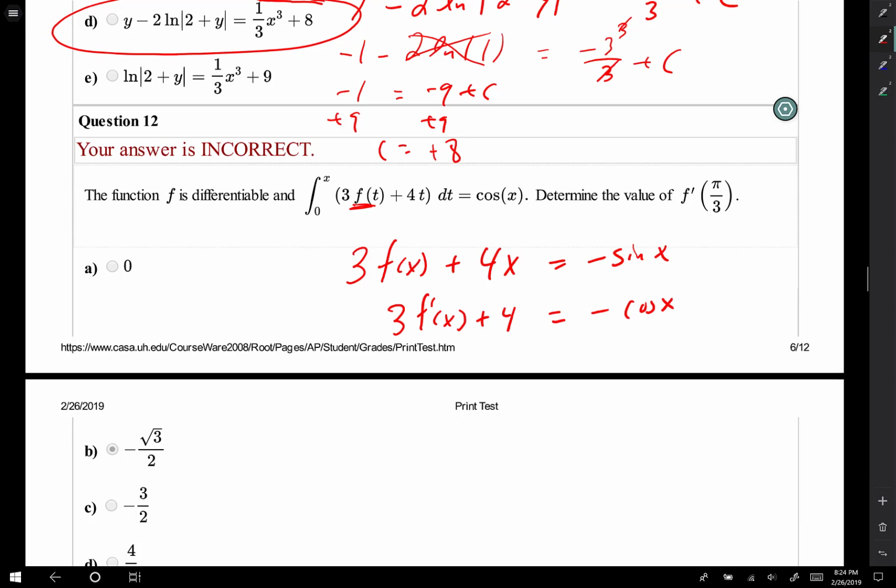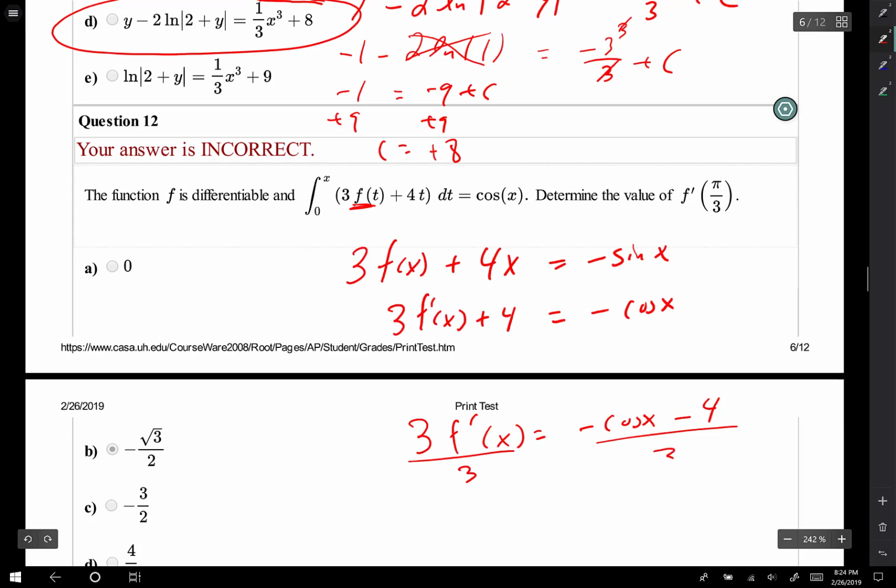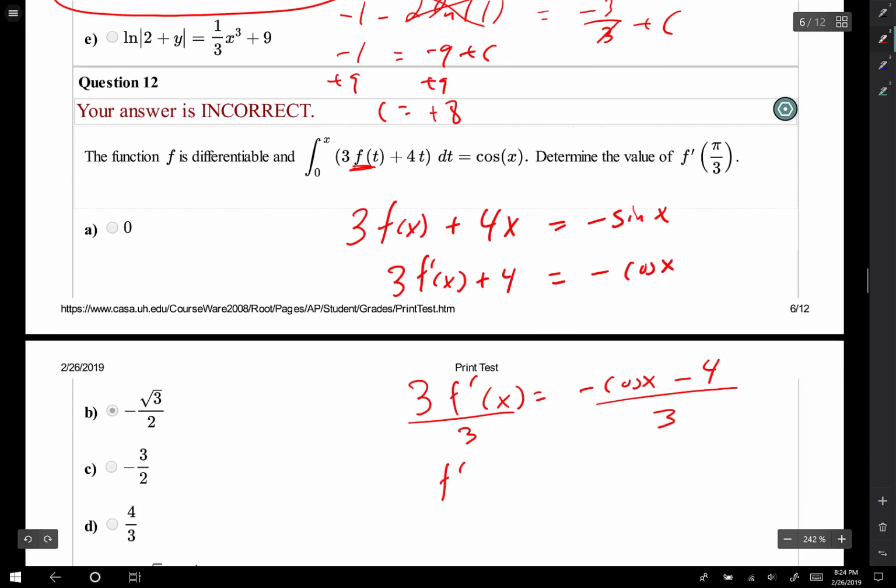And move the 4 to the other side, divide by 3. 3f prime of x equals negative cosine x minus 4. Divide that by 3. So finally, f prime of pi over 3. So here's your pre-cal. It never goes away, guys. So cosine of pi over 3 is a half. I have a negative half there, minus 4, all divided by 3.